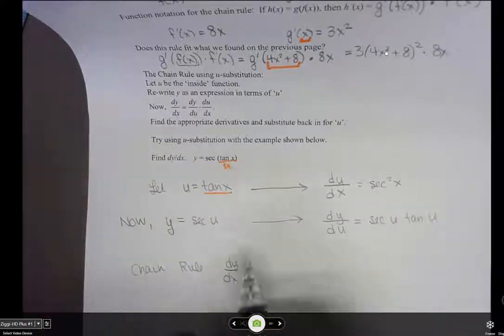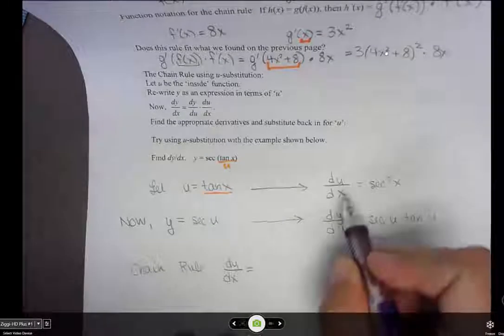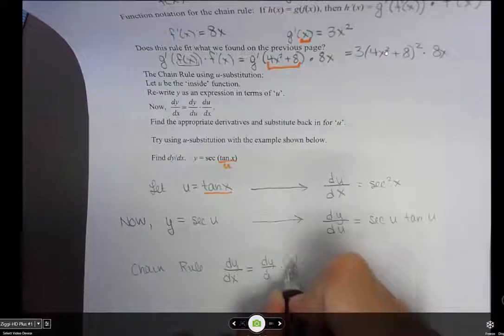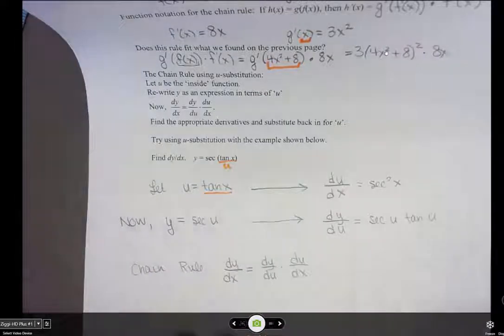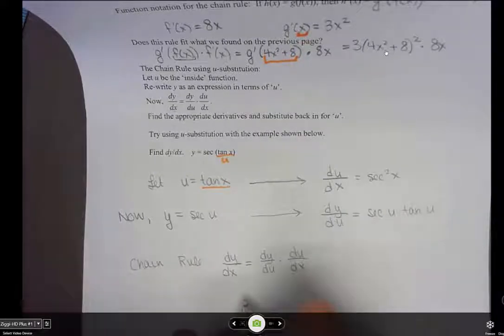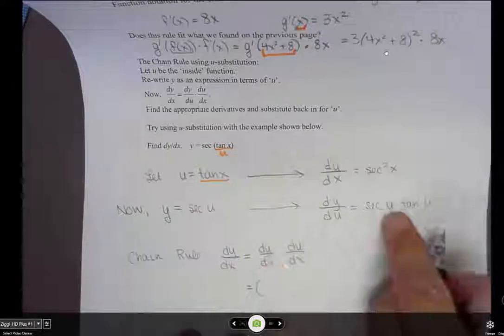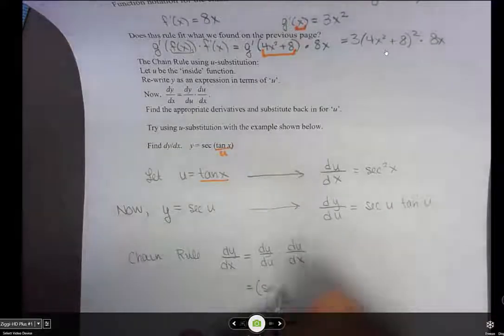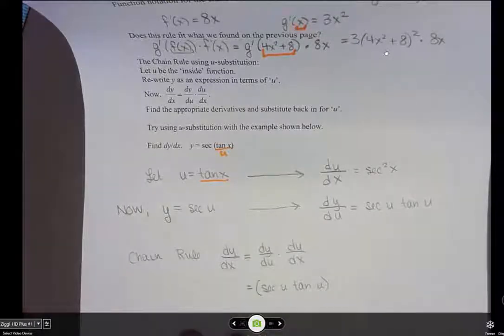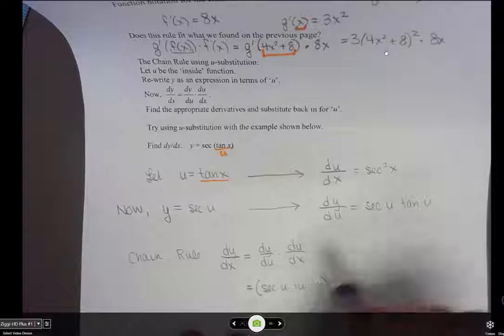Okay, so just multiply the derivatives we found together. So dy du times du dx. When you're done, it should look like if you canceled, you'd get the left-hand side back. If I were to cancel the du's, we'd get dy dx. But now we're going to substitute in what they're equal to. So dy du is secant u tan u. I know this looks really complicated, but once you do a few, it's not so bad, and the process starts to seem a little more understandable. And then du dx is secant squared.